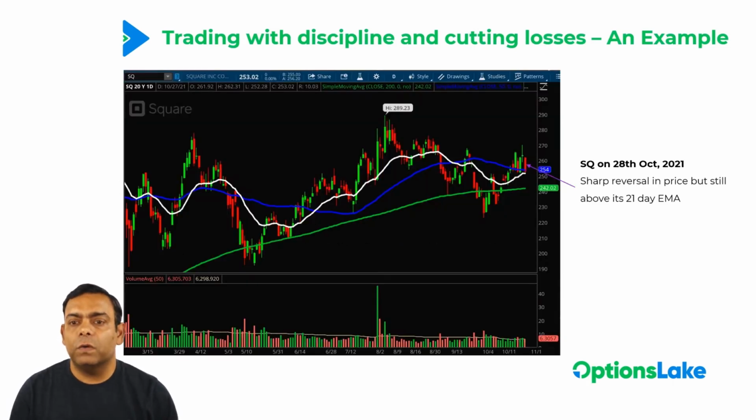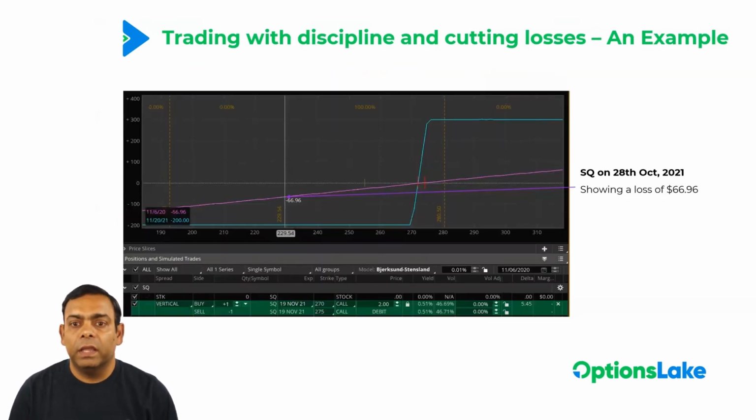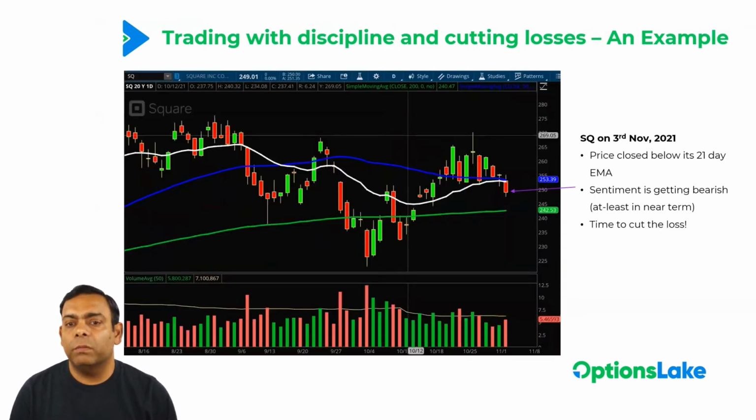Now let's fast forward to 28th October 2021. As you see, there is a price reversal, but still it's trading above the 21-day exponential moving average, which is a white line. So it still holds the structure, and hence we'll still carry forward the trade as per our discipline. At this point in time, the trade is already $66 in loss. Now let's fast forward to 3rd November. As we see, the price fell further down and it broke its 21-day EMA, the white line.